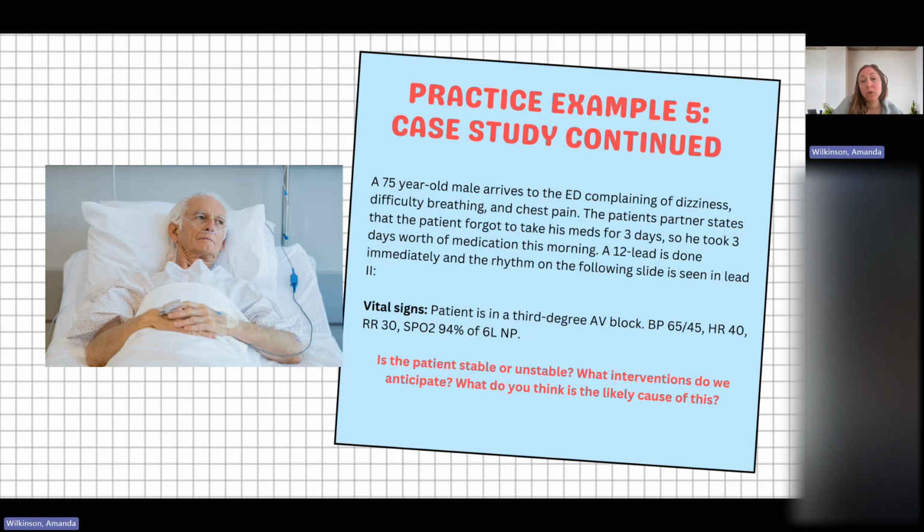So is this patient stable or unstable? Unstable, automatically, yes. What makes them unstable, do you think? It's a low blood pressure and the heart rate is 40. So what interventions do we anticipate for this patient?